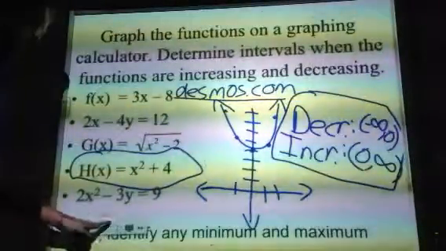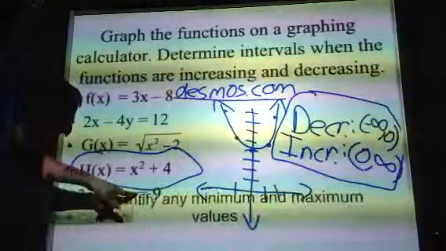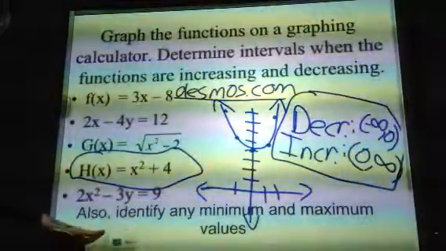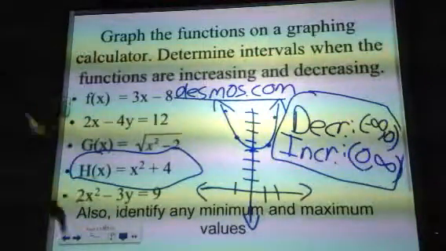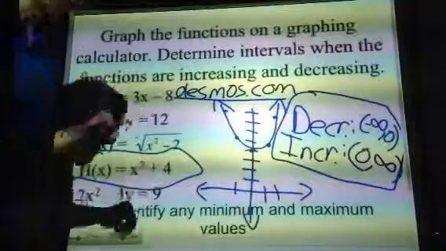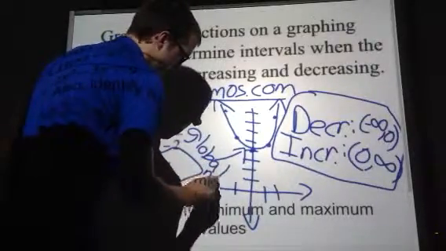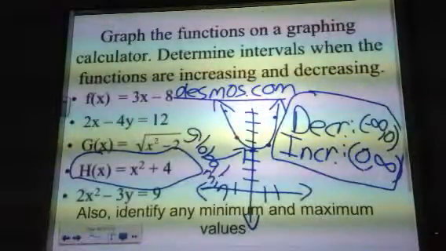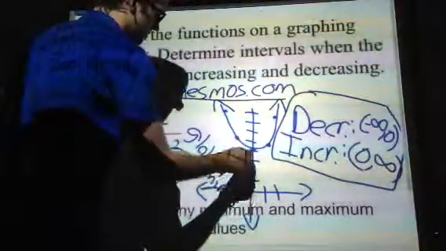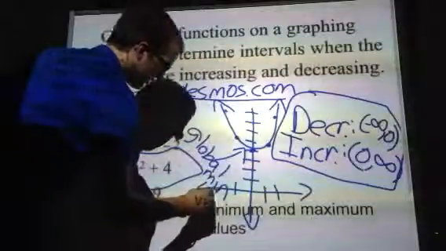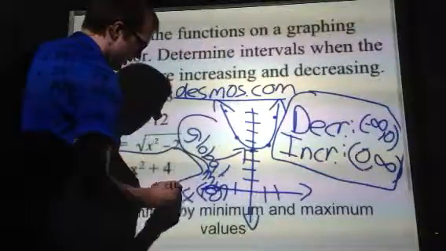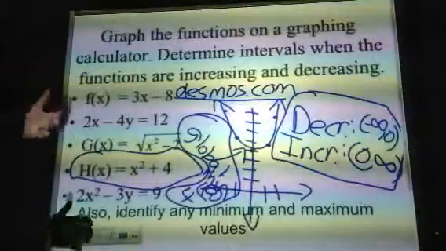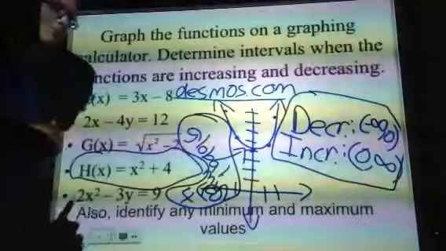If we're identifying, I don't know if you can see that down here, it says to also identify any minimum and maximum values. For the lines, there weren't any minimum or maximum values. But here we do have a global minimum, meaning it is the lowest point on the entire graph. What is the lowest point? It's up 4. So we have a global min at 4. Those are the two things you should have learned: we can identify decreasing and increasing intervals, and we can identify minimums and maximums.